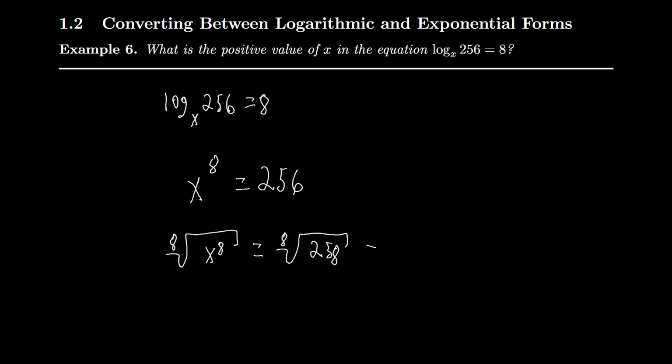Okay. Now you can rewrite this. The 8th root of x to the 8th is x, of course. And then this is 256, sorry about that. This is 256 to the 1/8 power, if you want to think about it that way. But the 8th root of 256 is asking the question, what number do you multiply by itself 8 times to get 256? And in fact, this is a good time to look at this.